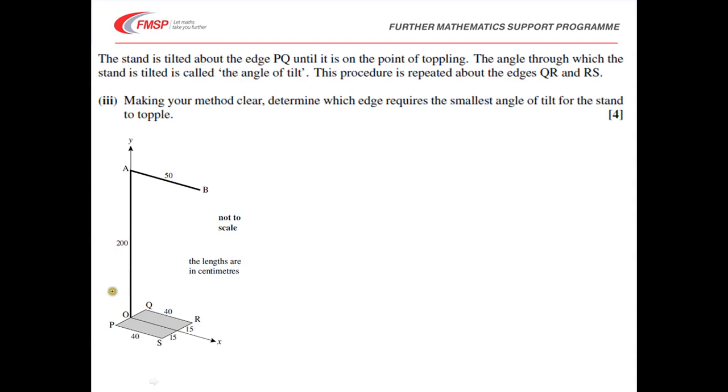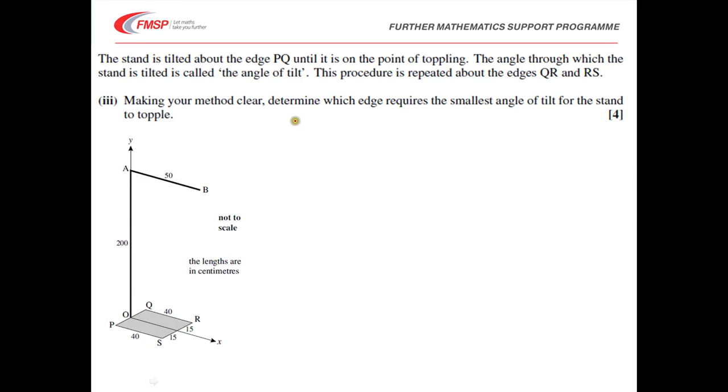So the stand's going to be tilted about this edge PQ here until it's on the point of toppling, and the angle through which it's tilted is going to be called the angle of tilt. So we tilt it about PQ, we tilt it about edge QR along here, and we tilt it about edge RS. And it's asking you to make your method clear and determine which edge requires the smallest angle of tilt.